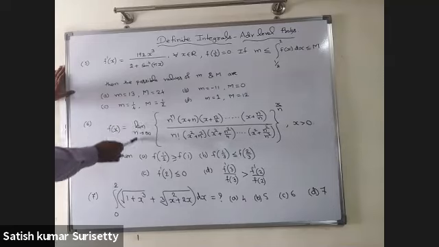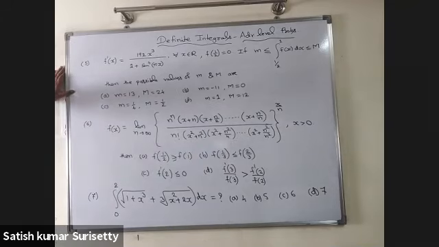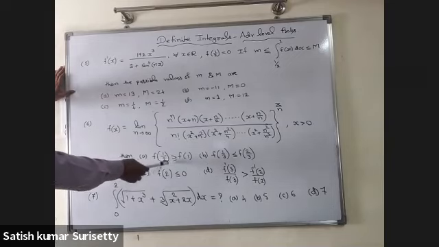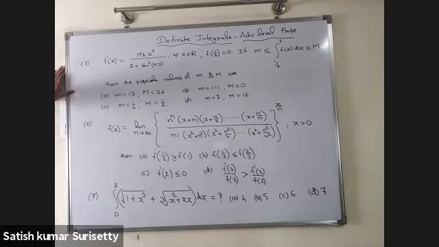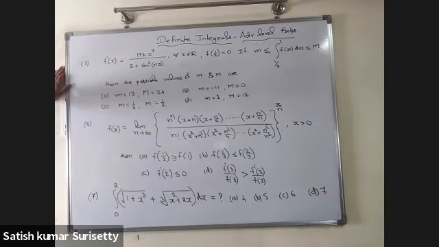f of x equal to limit n tends to infinity, n to the power of n into (x plus n by 2) into (x plus n by n) whole divided by n factorial into (x square plus n square by 4) and so on (x square plus n square by n square) whole to the power of x by n, where x greater than 0. Then the options are: first option, f of 1 by 2 greater than or equal to f of 1. Second option, f of 1 by 3 less than or equal to f of 2 by 3. Third option, f dash of 2 less than or equal to 0. Fourth option, f dash of 3 upon f of 3 greater than f dash of 2 upon f of 2.